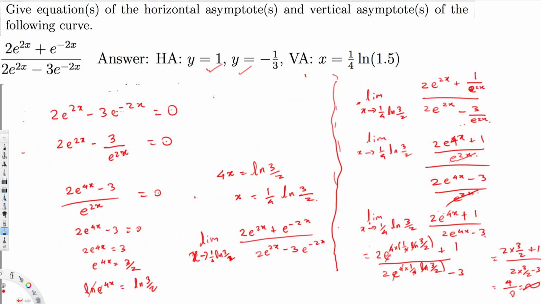Since we are getting infinity, it means this is the vertical asymptote we are expecting. Therefore, I can say the vertical asymptote is x equal to 1 over 4 ln 3 by 2. So this is the final answer. We have found our horizontal asymptotes and our vertical asymptotes. We are done with this question.